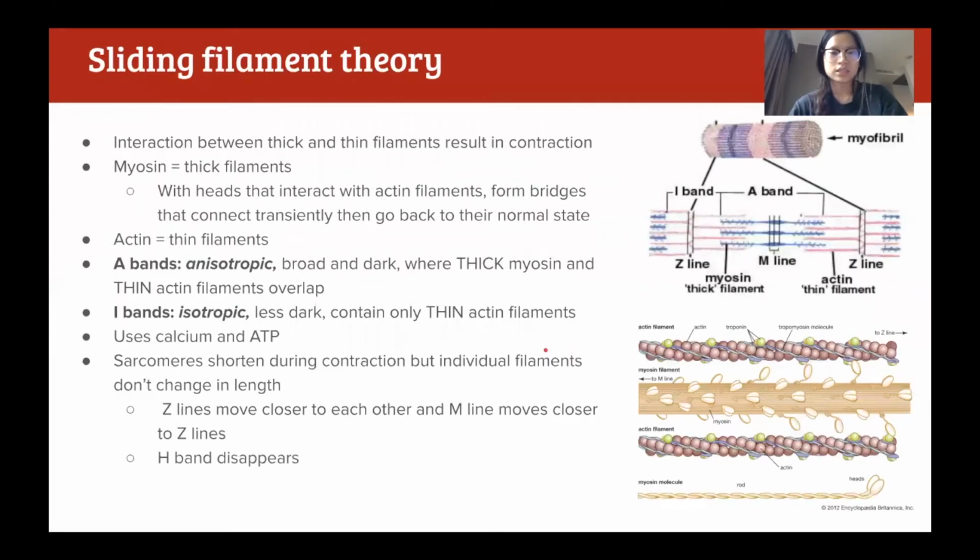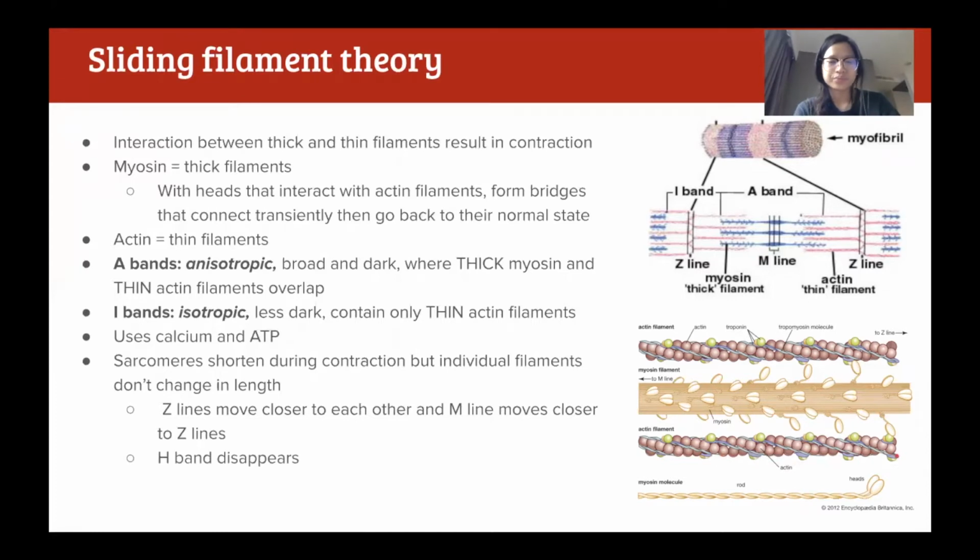There's the sliding filament theory, which is the theory of how muscles contract. It basically means that muscles contract by the interaction between thick and thin filaments. Thick myosin and thin actin filaments, which you can see here. Myosin filaments are thick, and they have heads that interact with actin filaments. And actin are thinner, smaller filaments.